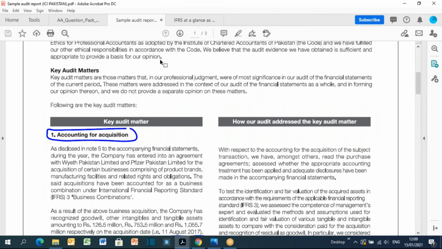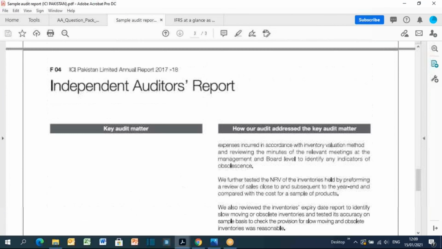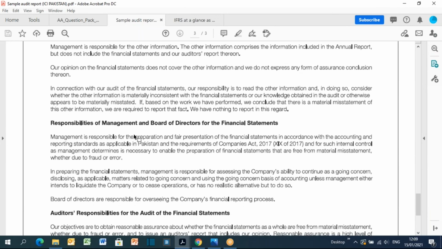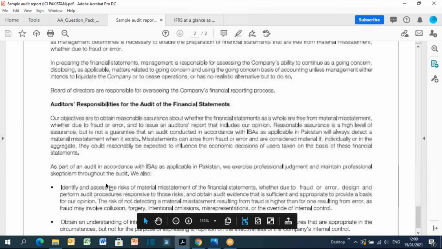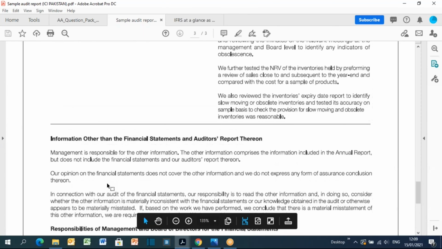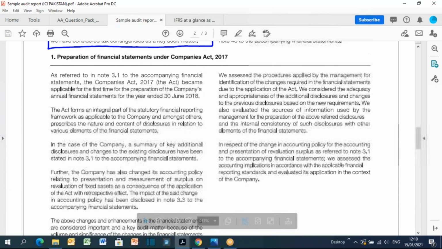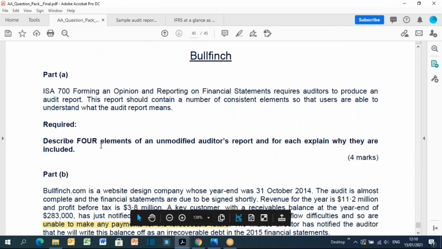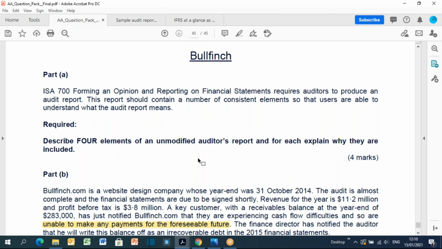And again, you should look at the sample auditor report. You should pick up the responsibilities, because these are easy to remember: the responsibility of the management, the responsibility of the auditors, and other information than the financial statements. So the question asks to describe 4 elements of an unmodified audit report. Don't think of the modified. This is the trick.